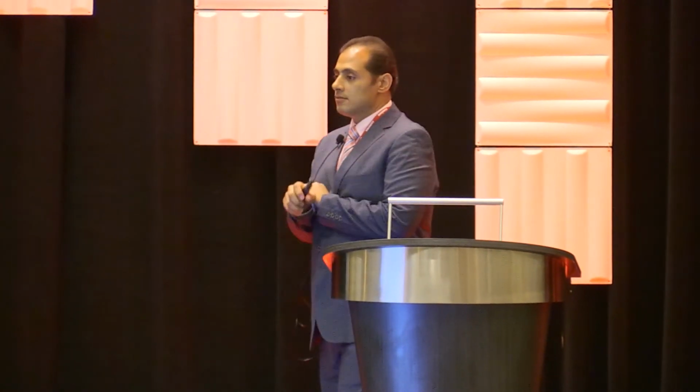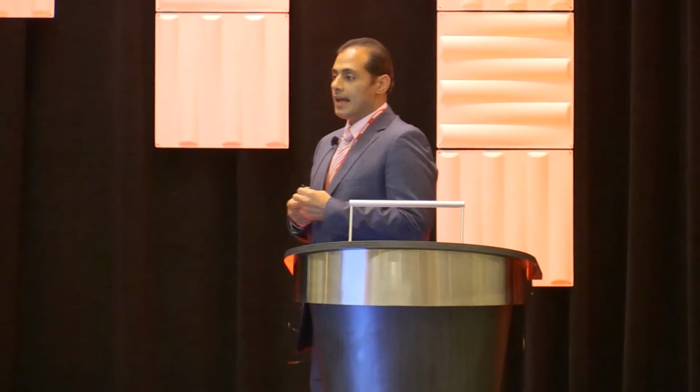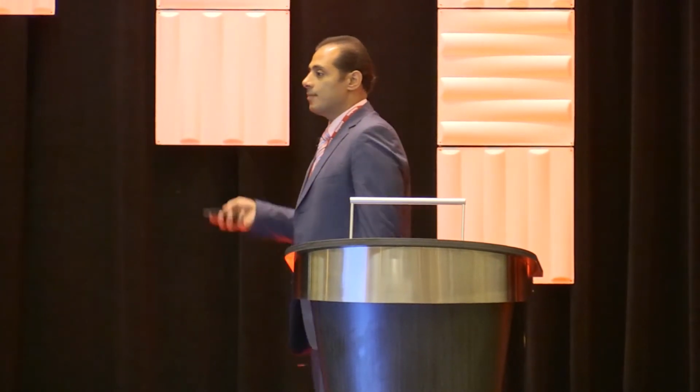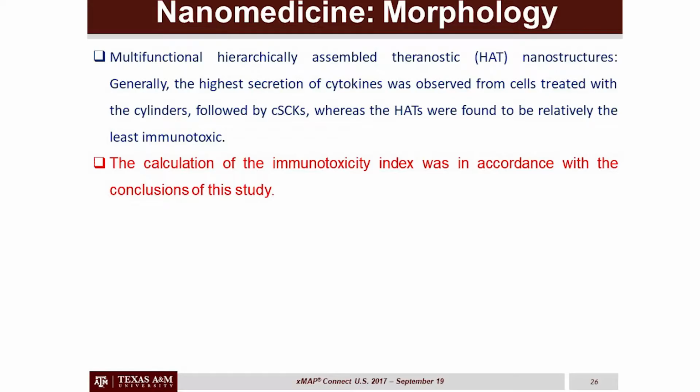Then we had several characterizations, physicochemical and biological, on the properties of these hierarchically assembled theranostic nanostructures. One of them was the immunotoxicity. And as I have mentioned before, we usually expect higher immunotoxicity for the cationic nanoparticles, and usually it is the lowest for anionic or neutral nanoparticles. Here we found even the anionic cylinders have high immunotoxicity. It induces the release of several cytokines. And the assembled nanostructures had the least immunotoxicity.